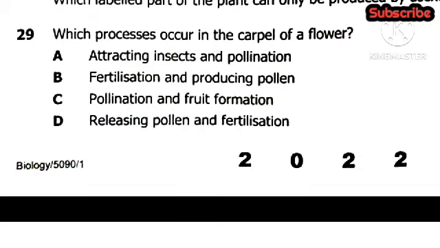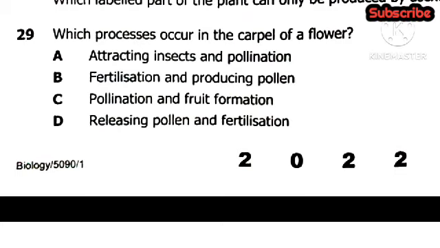29. Which processes occur in the carpel of a flower? In the carpel of a flower, there is pollination, there is fertilization. What is pollination? Pollination is the transfer of pollen grains from anthers to stigma, which is the same as releasing pollen. And therefore the answer is D: pollen is released and fertilization takes place.